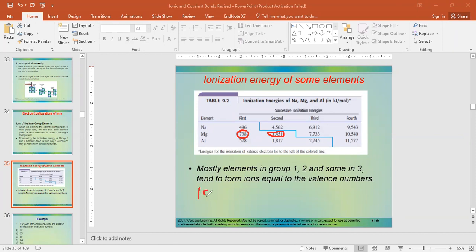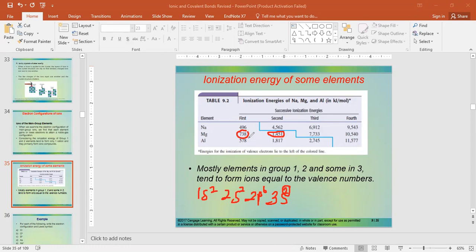Magnesium is 1s2, 2s2, 2p6, and 3s2. So the first ionization energy will be involved in the removal of one electron here. Then a second ionization energy will be required to remove the second electron. But now you can see that the first and second ionization energies are different, in the sense that the second ionization energy is higher than the first ionization energy.